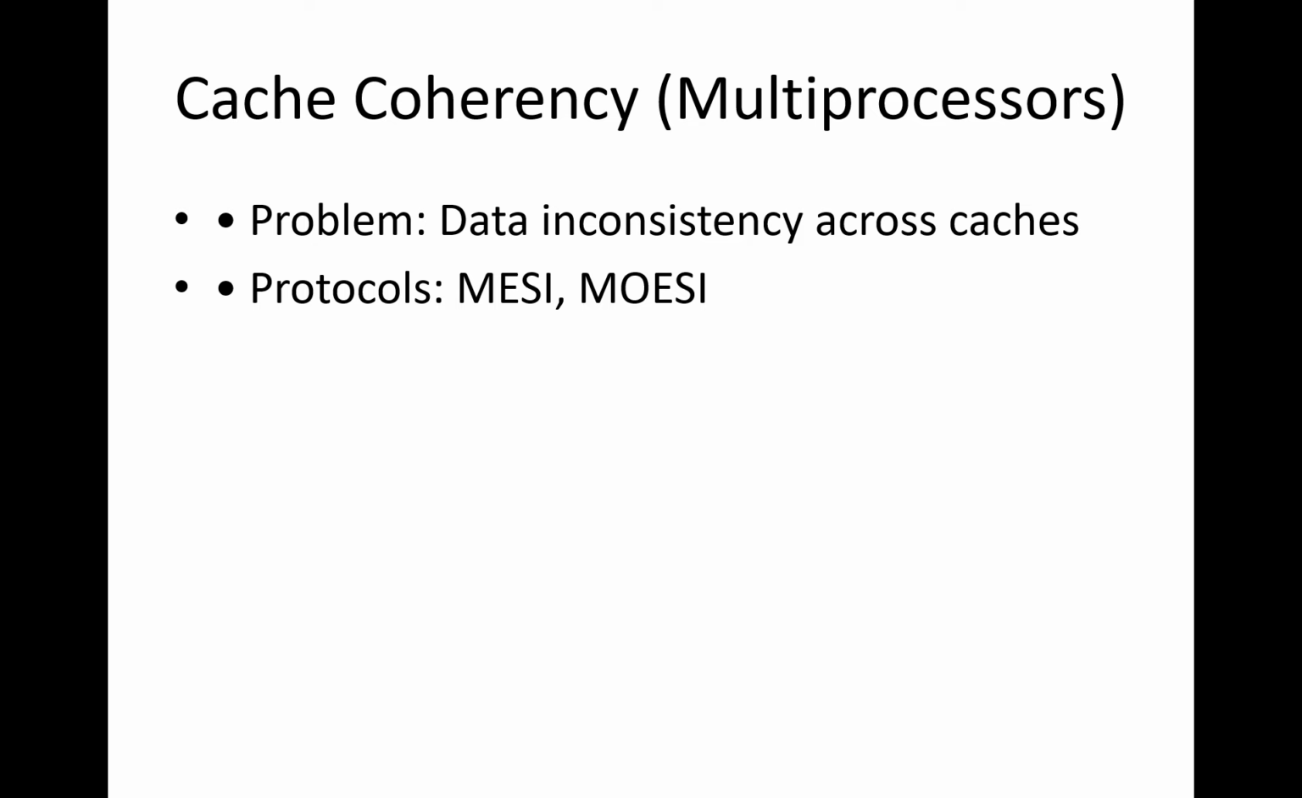So let's talk about cache coherency, which is for multiprocessors. In a multi-core system, each core may have its own cache. But the challenge is, if two cores have a copy of the same data and one changes it, how do we keep them in sync? Protocols such as MESI and MOESI solve this problem by managing the state of each cache block across all processors.